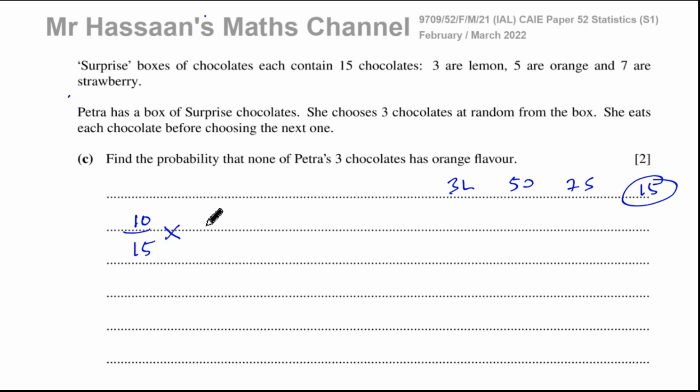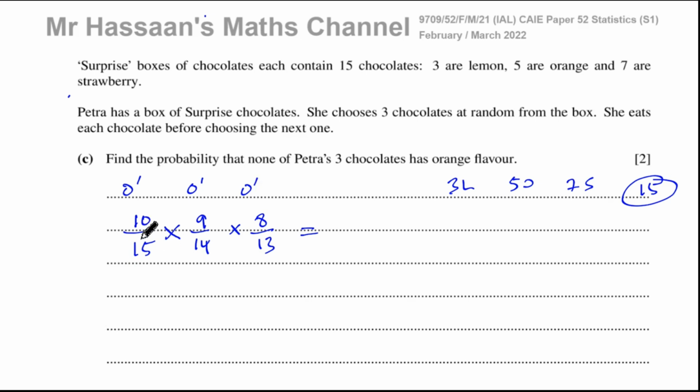For the second pick, there's 9 chocolates that are left that are not orange out of 14. And then she's going to take a third pick. In the third pick, there are 8 chocolates left which are not orange out of 13. And that should give you your answer. That's not orange, and then not orange, and then not orange again.